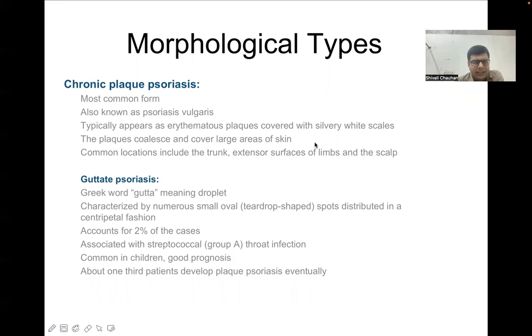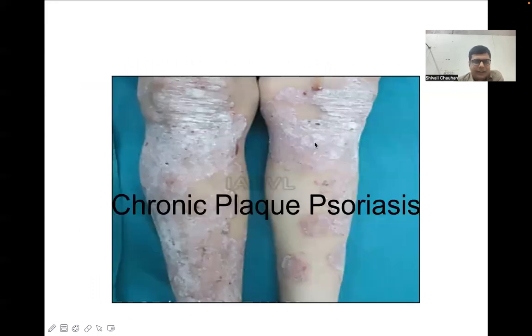Guttate psoriasis. In Greek, guttate means droplet, characterized by numerous small oval spots distributed in a centripetal fashion. These account for 2% of the cases. It is associated with streptococcal throat infection, is common in children, and has a good prognosis. About one third of patients develop plaque psoriasis eventually.